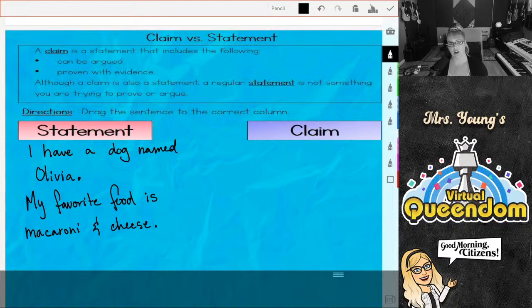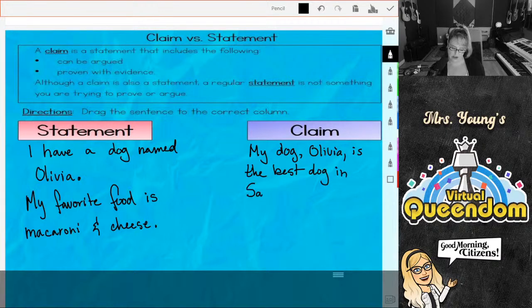So instead of saying I have a dog named Olivia, what I can do is say my dog Olivia is the best dog in San Diego. Now, this is a provable claim because many of you have dogs. I'm sure Jenna's sitting there going, nah, my dogs are the best, Mrs. Young. I'm sure Jacob's sitting there going, nah, Mrs. Young, Luna's the best. And that's the difference between a statement, I have a dog named Olivia. Yes, DJ, it's a fact. Mrs. Young does have a Shih Tzu named Olivia. But the claim would be, my dog Olivia is the best dog in San Diego.